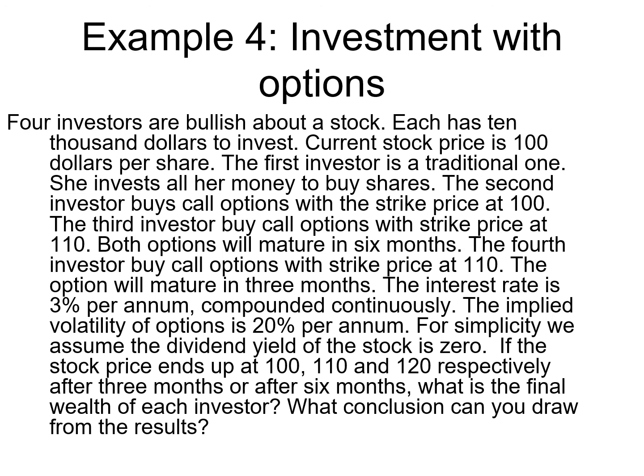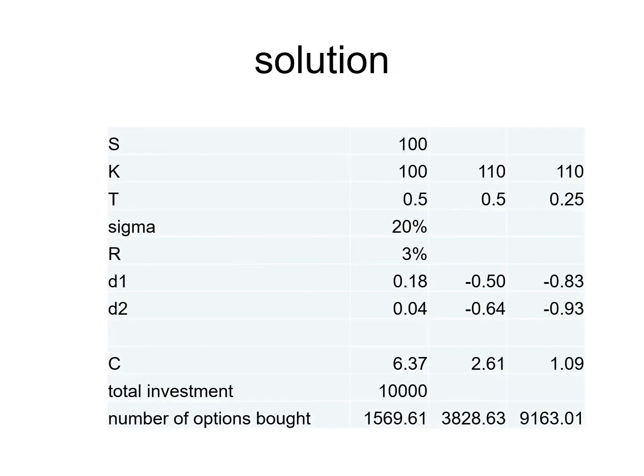If the stock price ends up at 100, 110, and 120 respectively after 3 months or after 6 months, what is the final wealth of each investor? What conclusion can you draw from the results? Here's the solution.